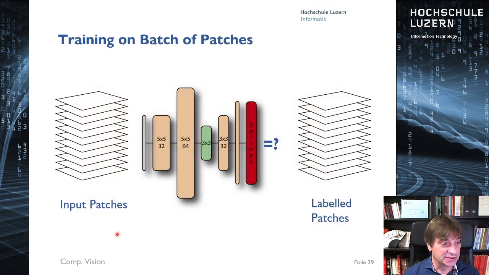Then we put those patches together, and as you know, you usually train a network in batches. So we have a batch of input patches for our neural network, and we also have the corresponding labeled patches, and the idea now was for the network to be trained so that it finds the correct labels.